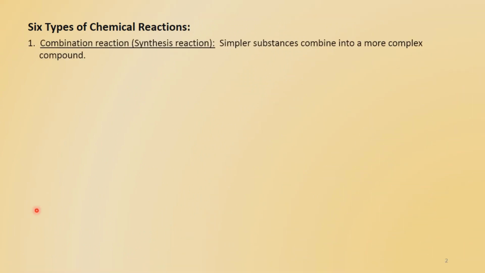A combination reaction, also called a synthesis reaction, is one in which simpler substances combine into a more complex compound. Here's a generic example: substance A combines with substance Z to produce compound AZ. And here's a specific example: calcium metal reacts with chlorine gas to produce calcium chloride, a salt that's used for de-icing roads.